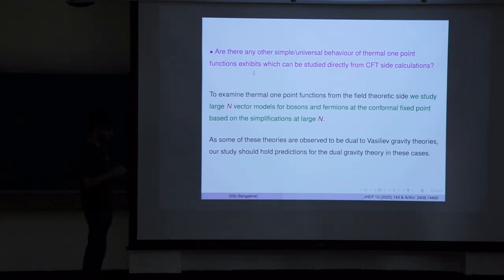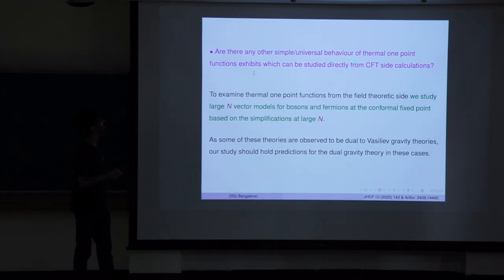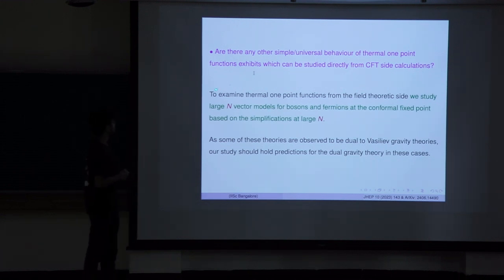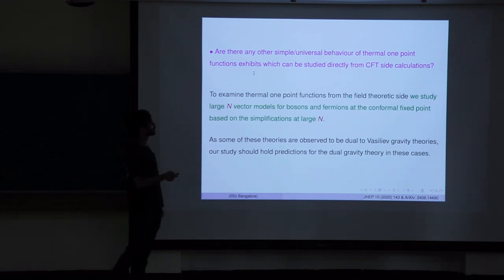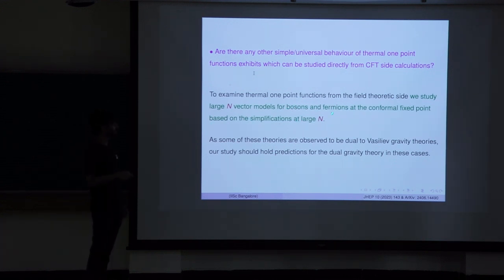The earlier result which I talked about was from the bulk side calculation. So can we study these thermal one-point functions directly from the CFT calculation and look for some simple or universal behavior? To examine thermal one-point functions from the field theoretic side, the CFT side, we study large N vector models for bosons and fermions at the conformal fixed point, based on the simplifications at large N.